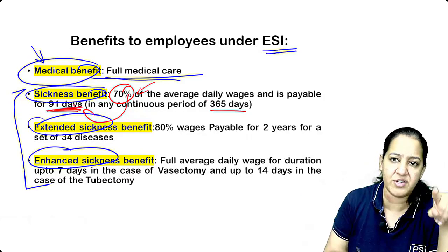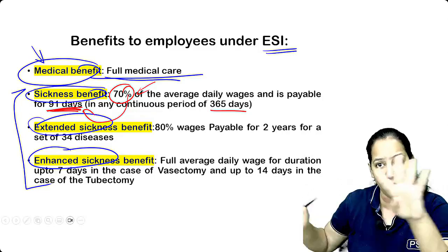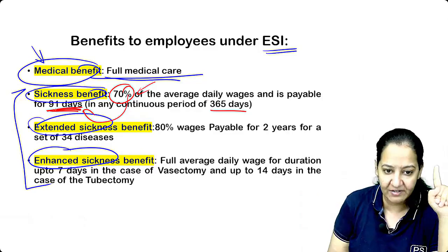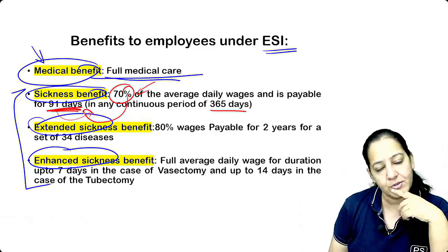It is not in continuation. I can take it in splits, 20, 20, 20, 24 times, like anything. So up to 91 days, I will be getting 70%. If it is more than 91 days, then deduction is possible. So that is the benefit.